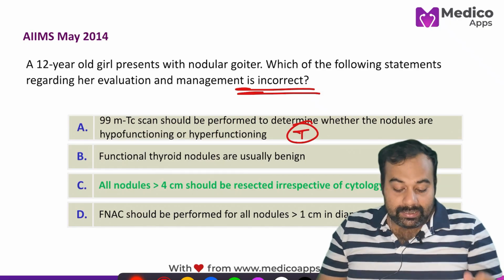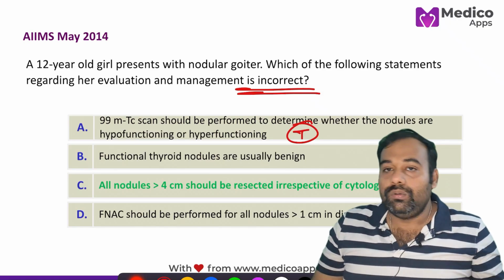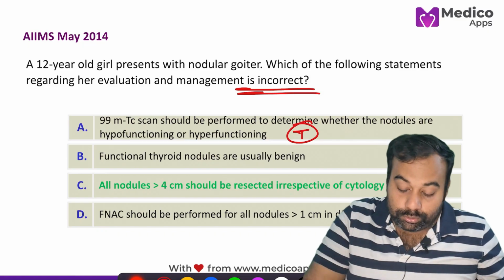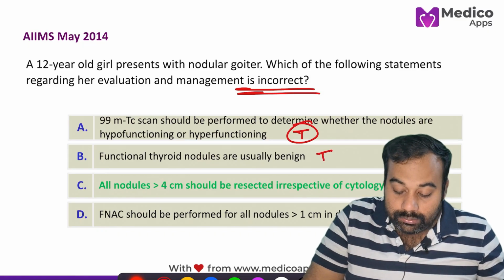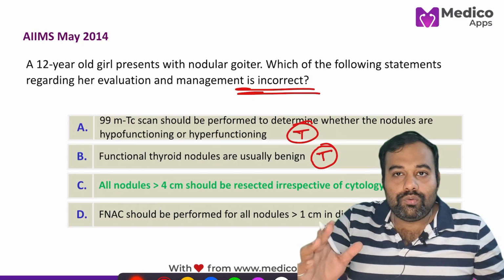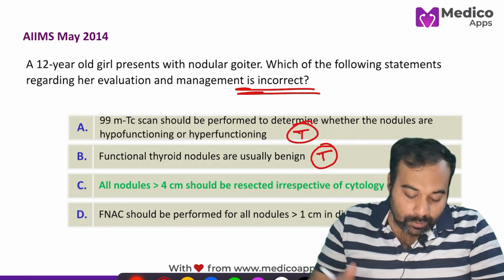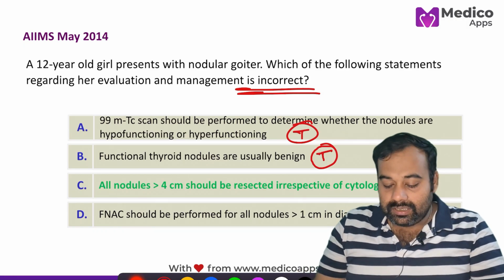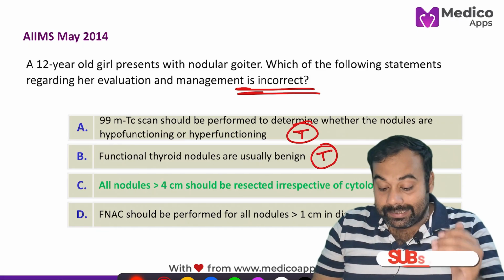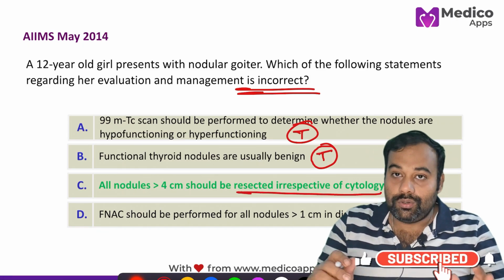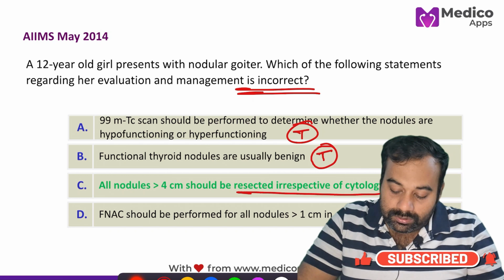Then option B, the functional thyroid nodules are usually benign. Yes, it is also true. Functional ones are usually benign. Cold ones are usually malignant. Option C, all nodules more than 4 centimeters should be resected irrespective of the cytology. No, it's not true. It's a false statement.